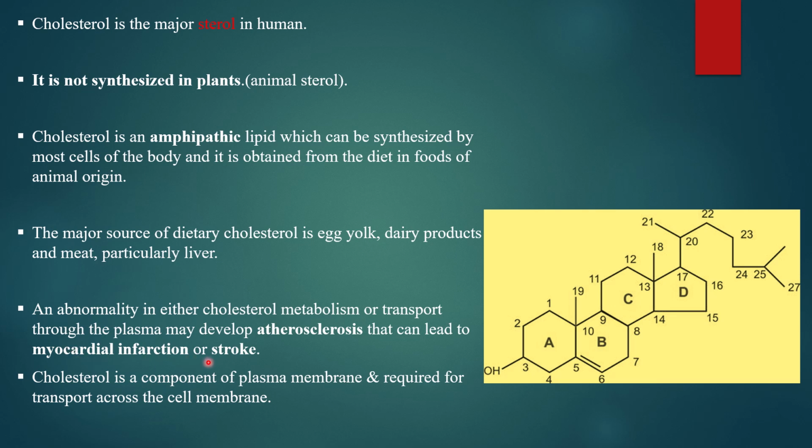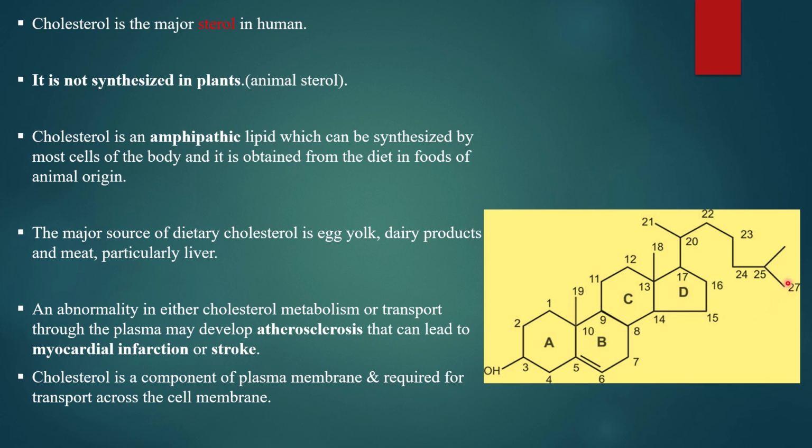An abnormally high concentration of cholesterol in the blood is a risk factor for atherosclerosis that can lead to myocardial infarction or strokes. Cholesterol is a component of the cell plasma membrane and is required for transport across the cell membrane. It has a very important role. It gives a peculiar texture to the plasma membrane, that is the semi-fluid nature, because of the semi-rigid nature of cholesterol.